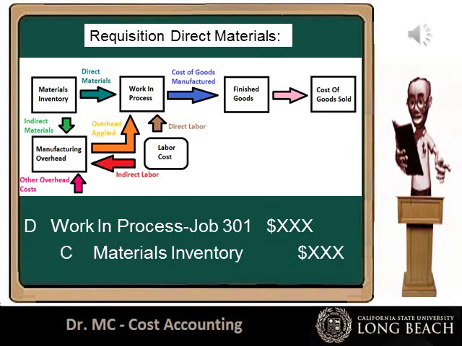In financial accounting, you would debit the asset that is increasing, which is work in process, and you would credit the asset that is decreasing, which is materials inventory. That journal entry does not contain an expense account. So, nothing needs to be changed.